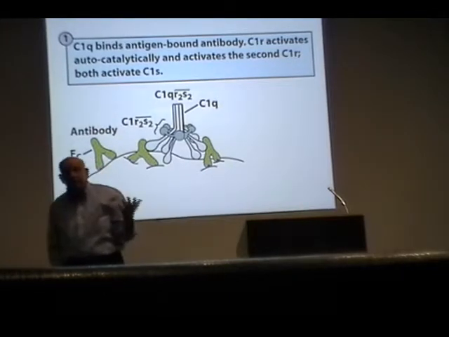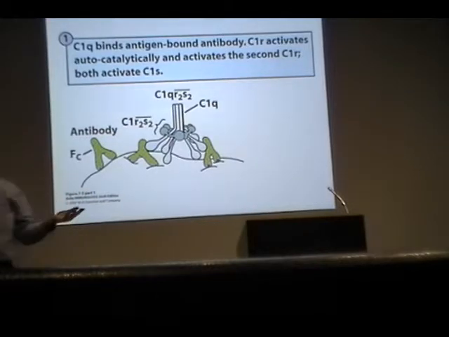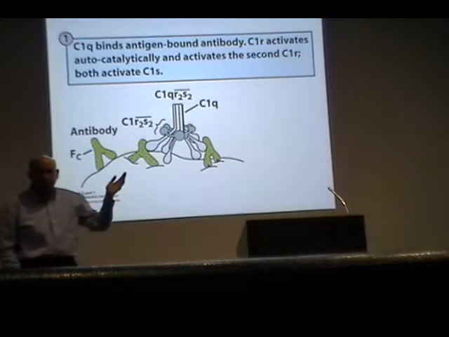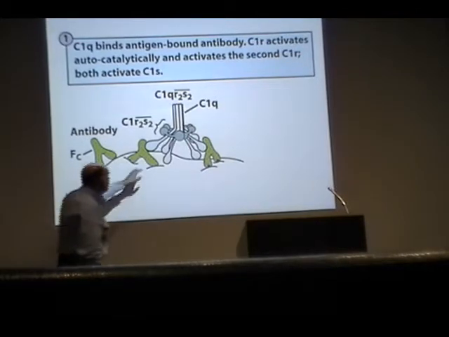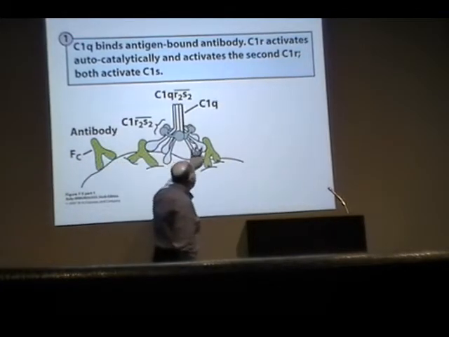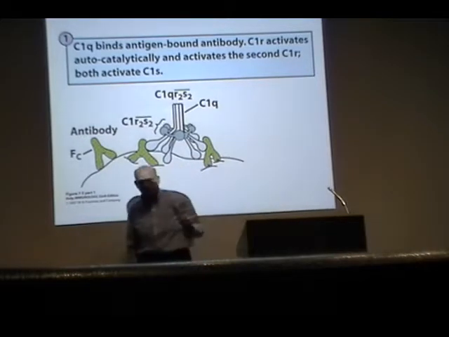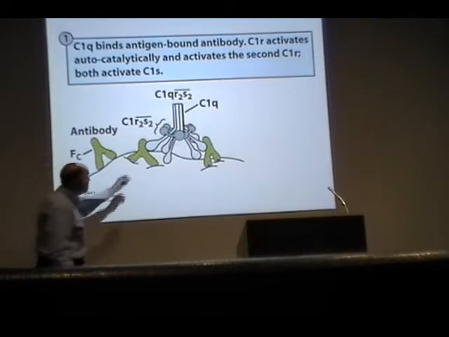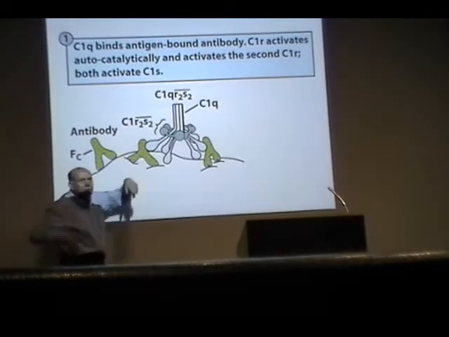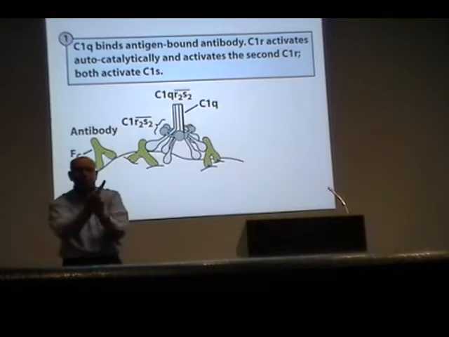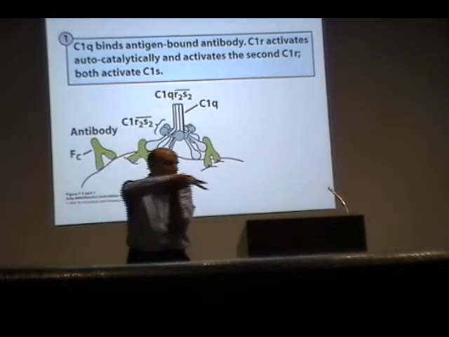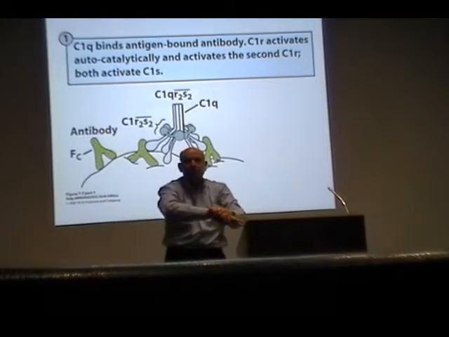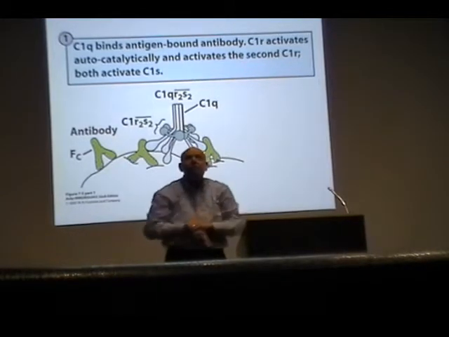The classic complement system has a protein complex called C1q. The C1q is a 1, 2, 3, 4, 5, 6-headed bouquet that binds to the Y-shaped antibody. Antibodies are Y-shaped, so the ends of the Y are what recognize the bad guys, and then there's the base of the Y. The base of the Y is bound by C1q.